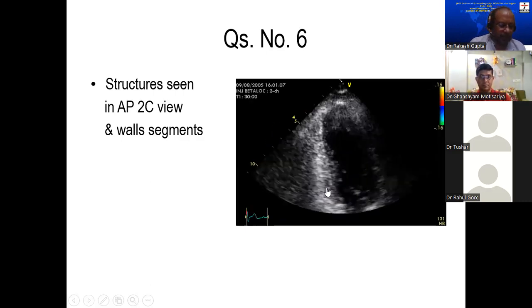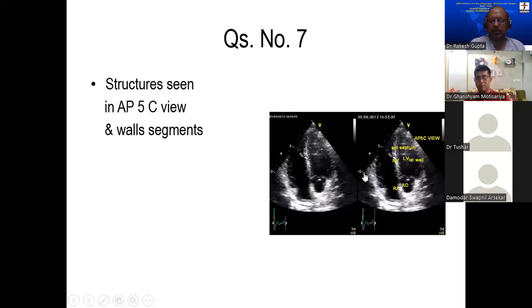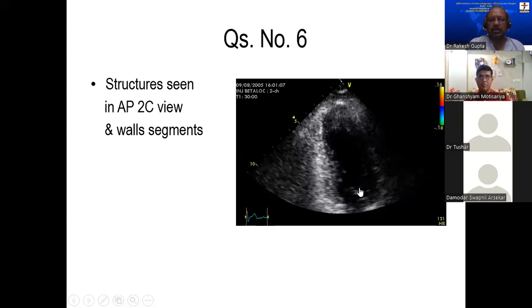Okay, thank you. Now I'll move to the next person, Dr. Damodar Swapnil. Yes, sir. Good evening. What is this segment? That is the lateral wall, sir. What view is this? This is the apical four-chamber view, zoomed. This is the apical four-chamber. This is what? Say this is a two-chamber view. What is this segment then? If it is a two-chamber view, then it becomes the anterior wall, and that becomes the inferior wall.